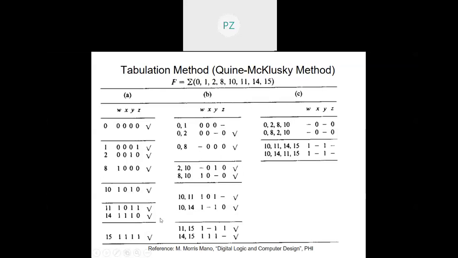Next combination will be that of 10 14. They can also be combined because they are varying in this particular bit. Rest of the bits are the same. So I'll tick again 10 14 if they've not been ticked so far, and then I'll write the combination 10 14. And what will I write here? I'll write 1 dash 1 0. Whatever is constant, I'll copy it like this, and whatever is varying, I'll place a dash here. So I'll say 1 dash 1 0.